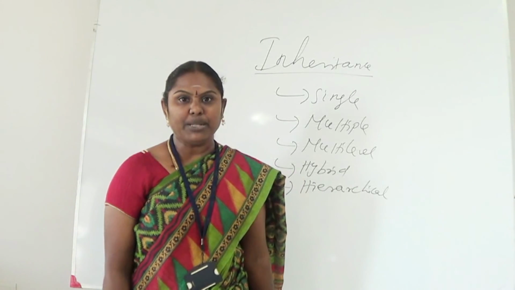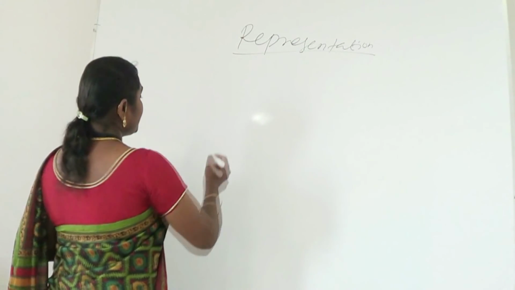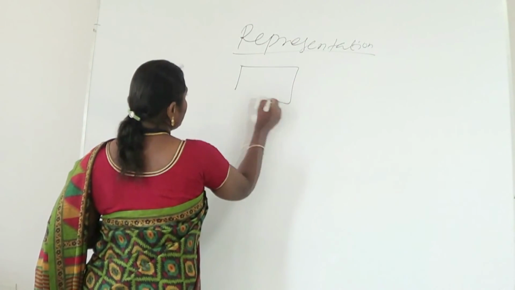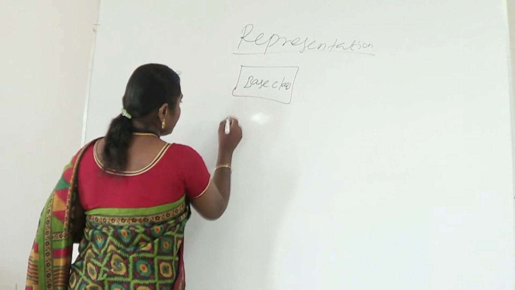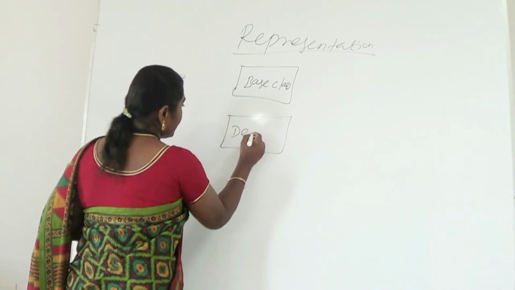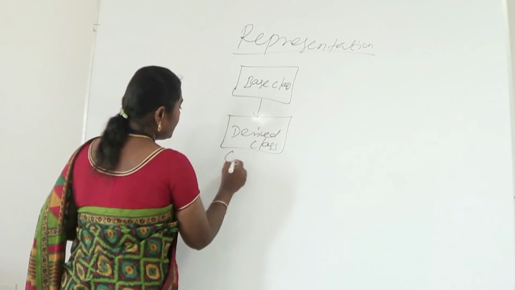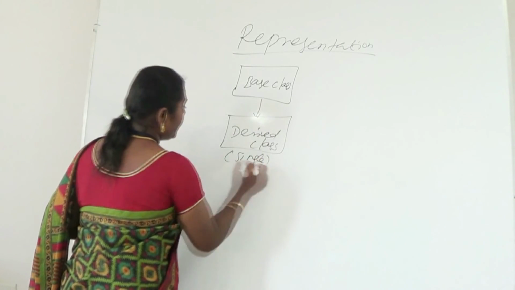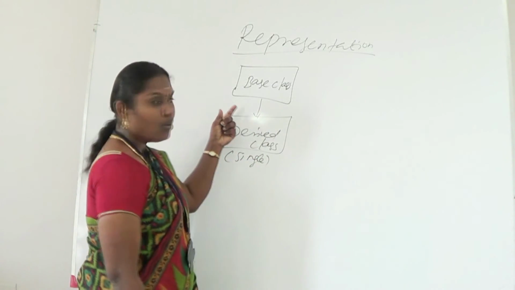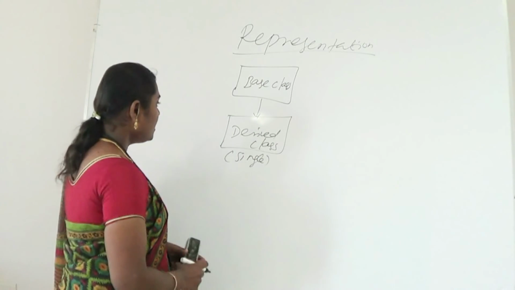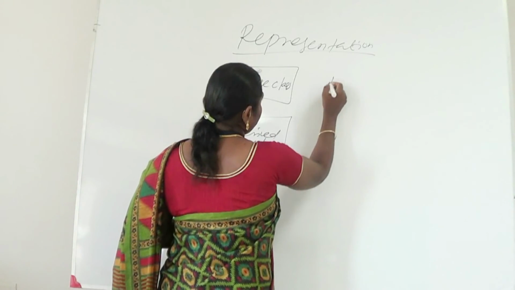Next is the representation of the types of inheritance. We can take single inheritance first. Here we specify one base class and a derived class. So this is the representation of single inheritance. The derived class can inherit the properties and methods from only one base class. That is single inheritance.